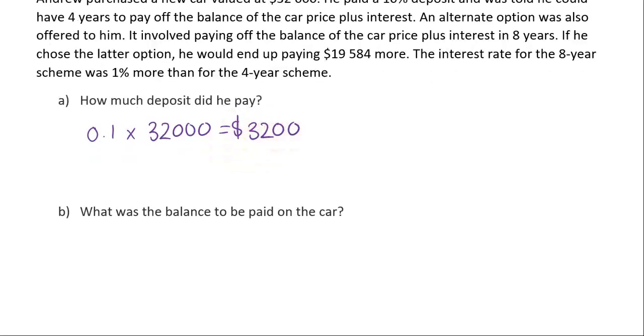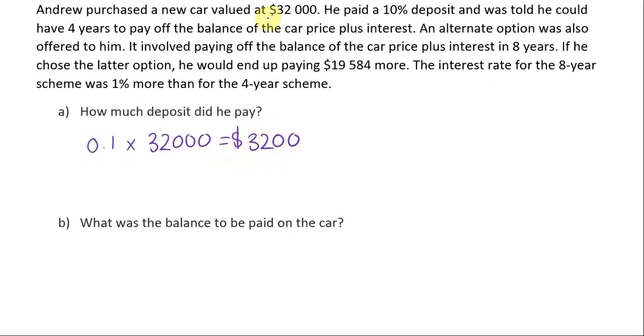The next question asks, what was the balance to be paid on the car? We know that the car originally was selling for $32,000. We paid a $3,200 deposit. So to calculate the balance still to be paid, it's $32,000 minus the deposit, $3,200, which is equal to $28,800. This is the balance to be paid on the car still.